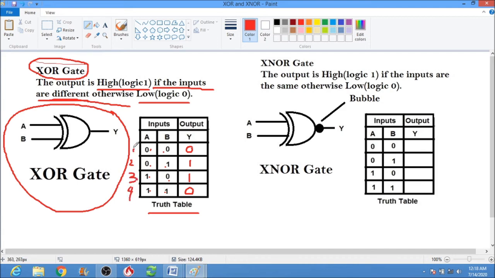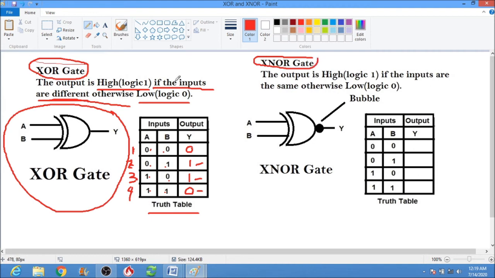Okay, so number 1, the inputs are the same, so the output is 0. Number 2, the inputs are different, so therefore the output is 1. Number 3, the inputs are different, so therefore the output is 1 or high. Number 4, the inputs are the same, so therefore the output is 0. Okay, and the last, we have the XNOR gate.